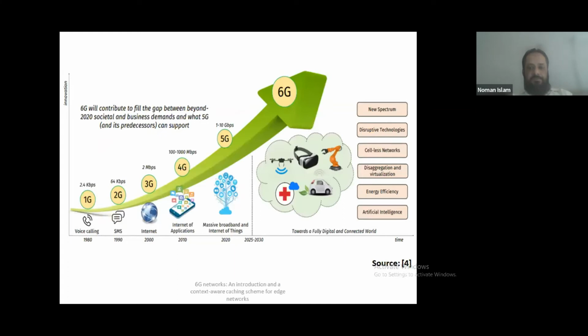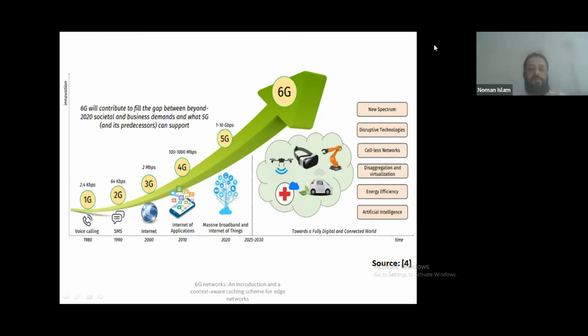So, in the 6G networks, starting from first generation to 6G networks. In the 6G networks, we will have novel spectrums. For example, we will be using terahertz spectrum for communication that will provide very high speed. Then visible light may be used for communication.